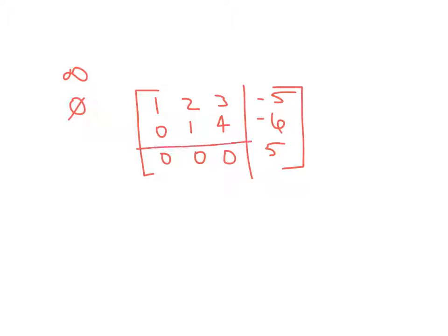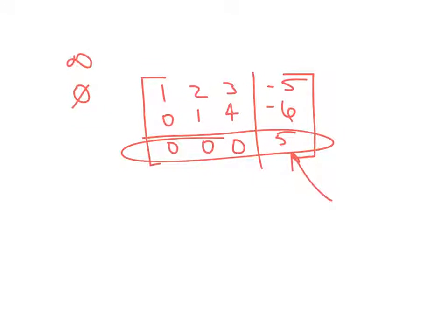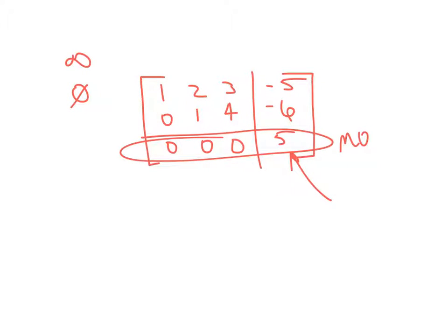Okay, this is where you run into trouble. If your left-hand side is all zeros, and your augment, which is that number right there, is non-zero, then there is no solution to this problem. Okay? There's no solution at all.